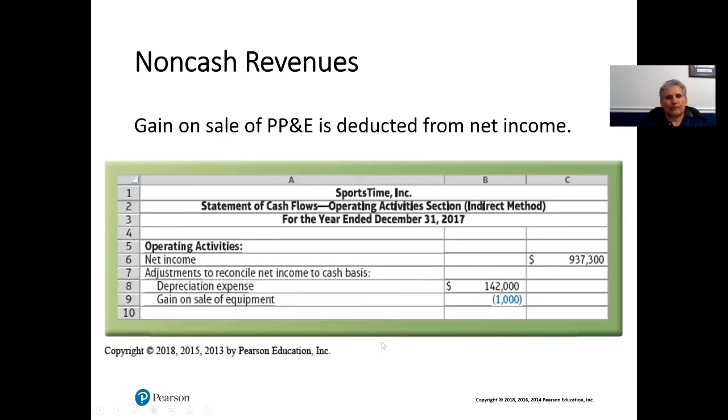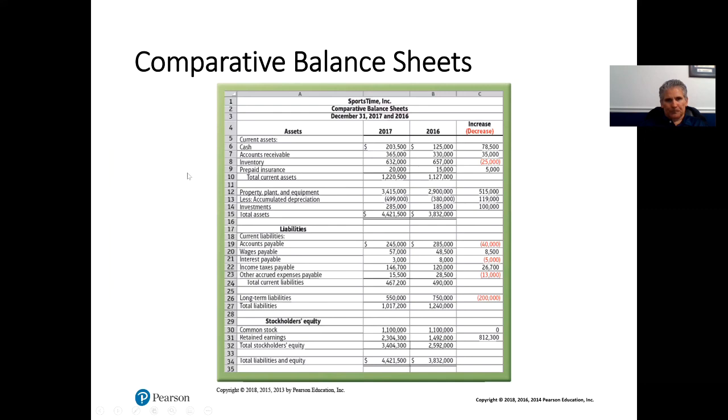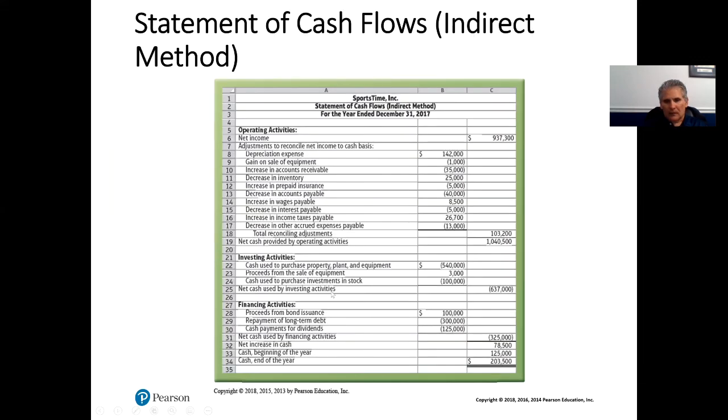Let's go confirm. Cash 2017, $203,500, $203,500. That's what's reported at the bottom of the statement of cash flows.